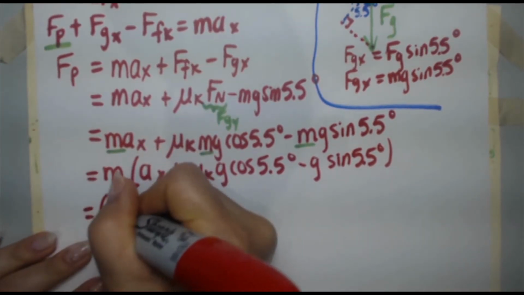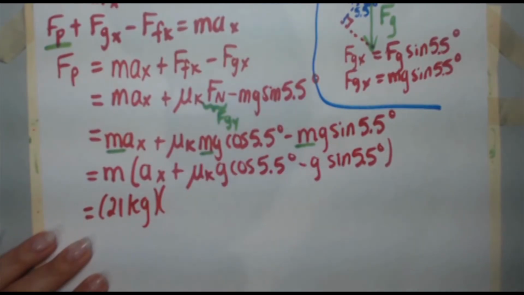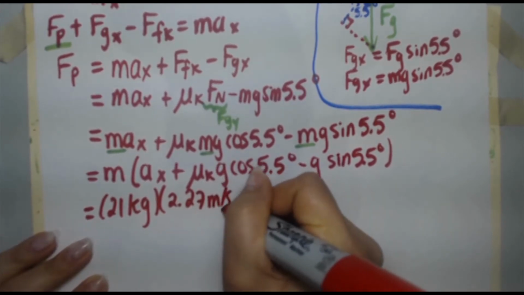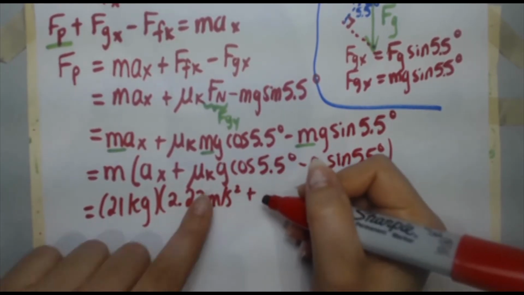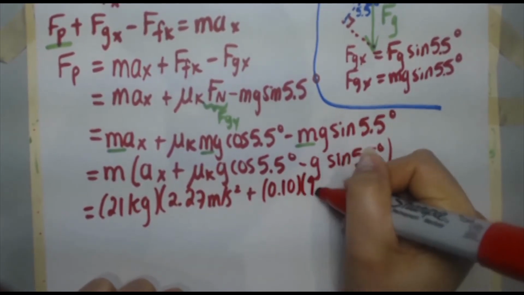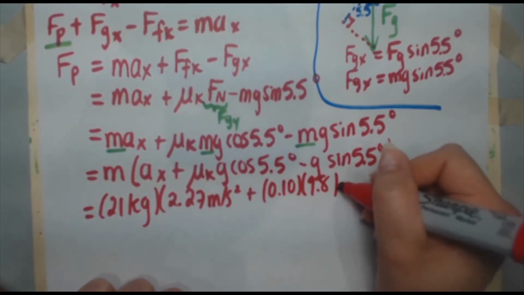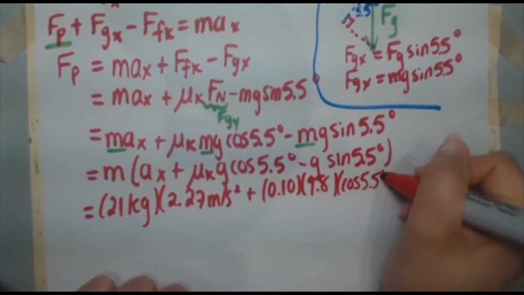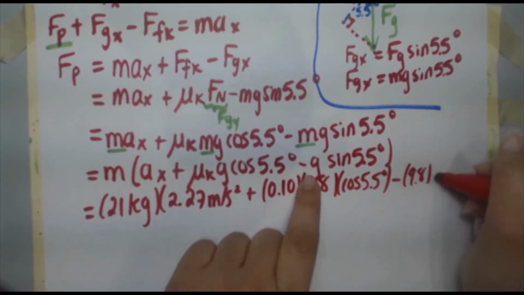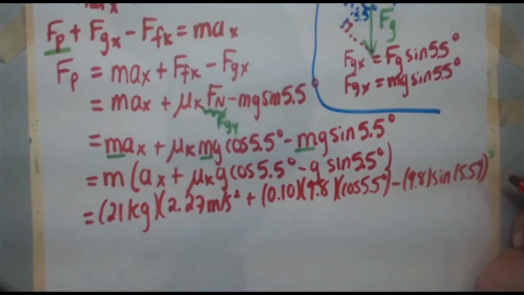My mass of the bobsled is 21 kilograms. The acceleration I determined for this question was 2.27 meters per second squared. Then plus mu k, which was given to us in the problem as 0.10. g is 9.8, cosine of 5.5 degrees. And then minus g, which is 9.8, sine 5.5 degrees. So there you go.